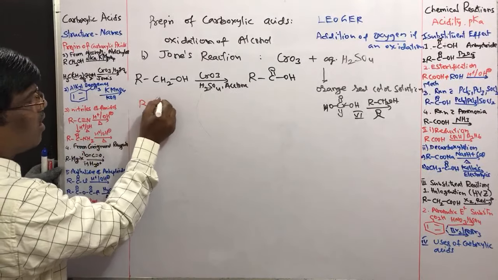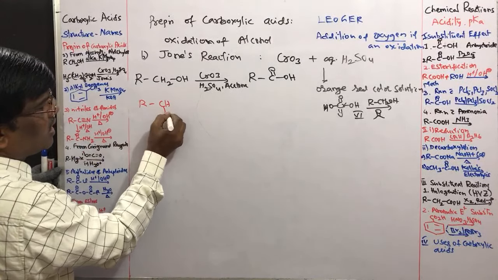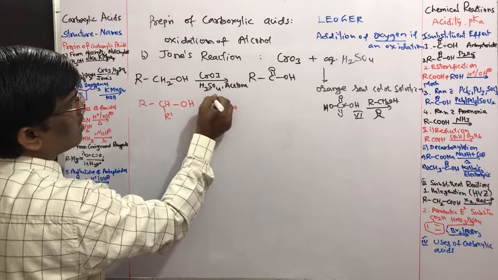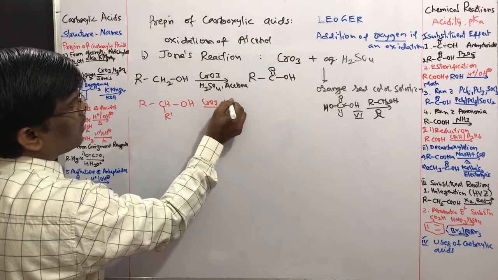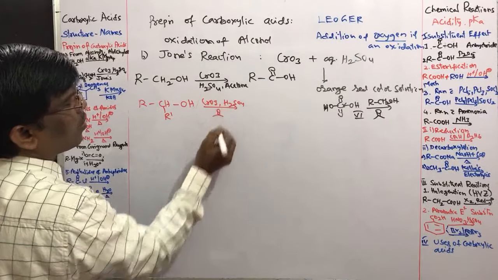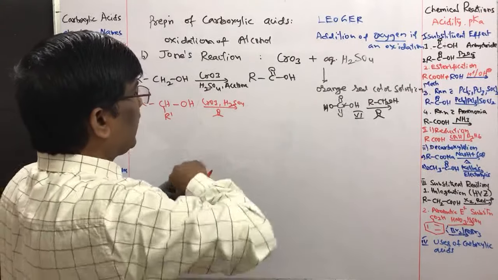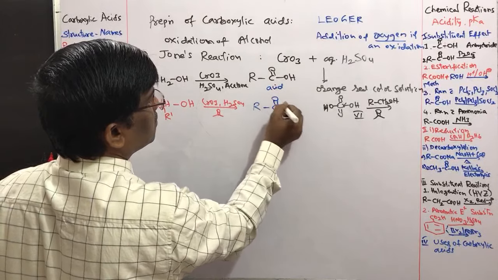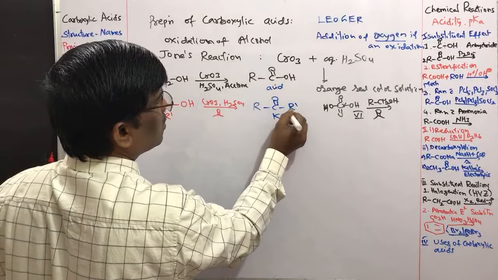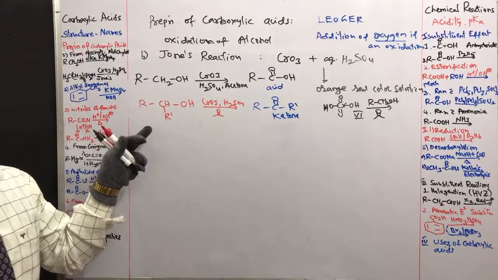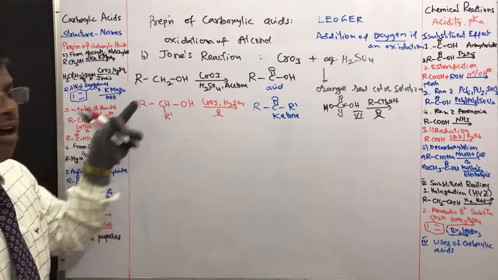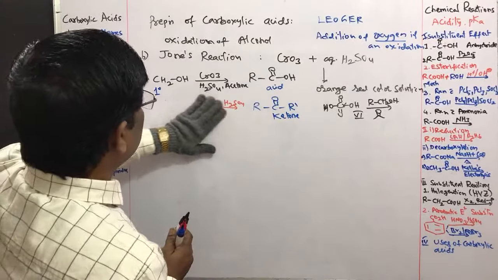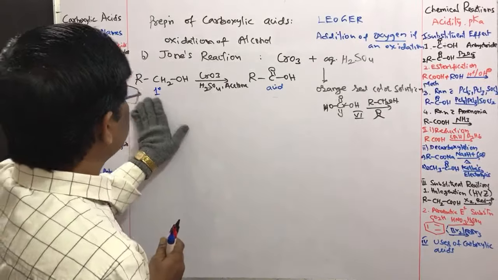Whereas if it is a secondary alcohol, chromium trioxide, sulfuric acid, same acetone, you are going to get a ketone. This is ketone. Yes, I have explained this during the aldehydes and ketones topic. So primary alcohols are going to give carboxylic acids. Let us see the mechanism of this oxidation of alcohols to carboxylic acids.